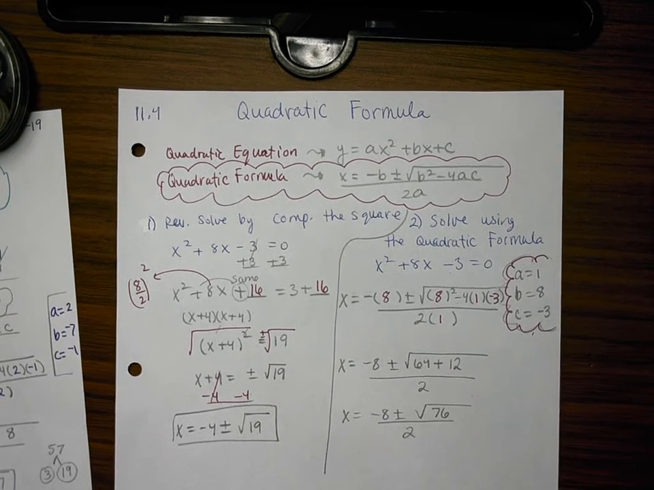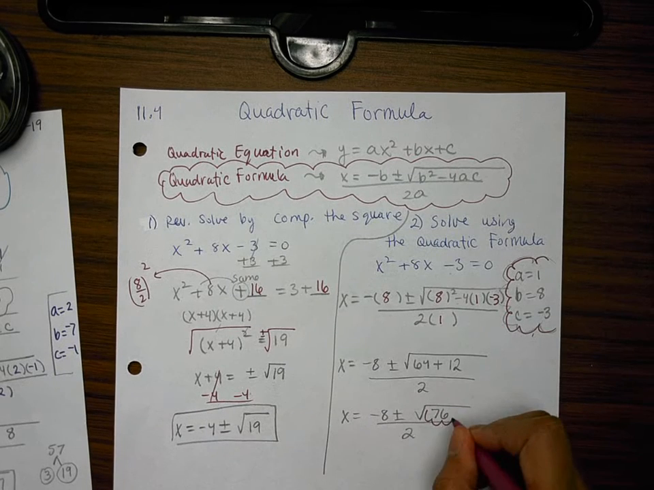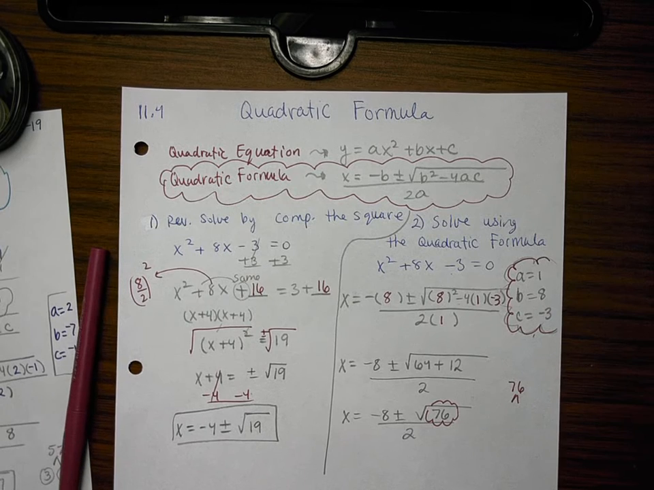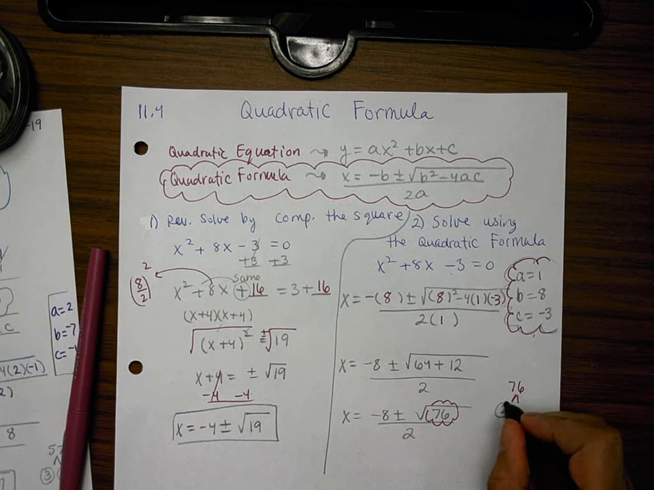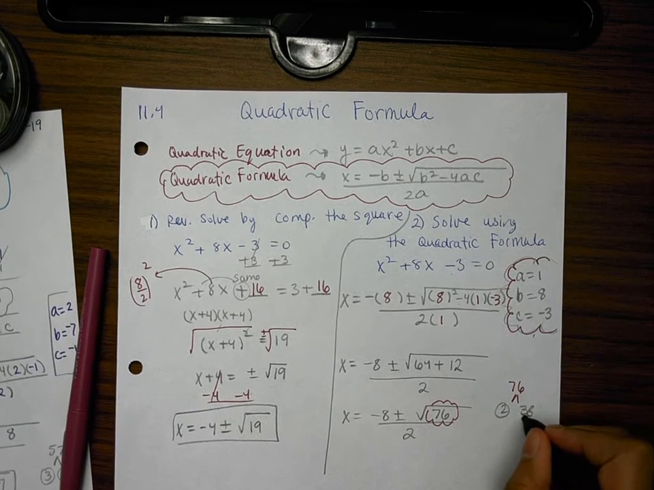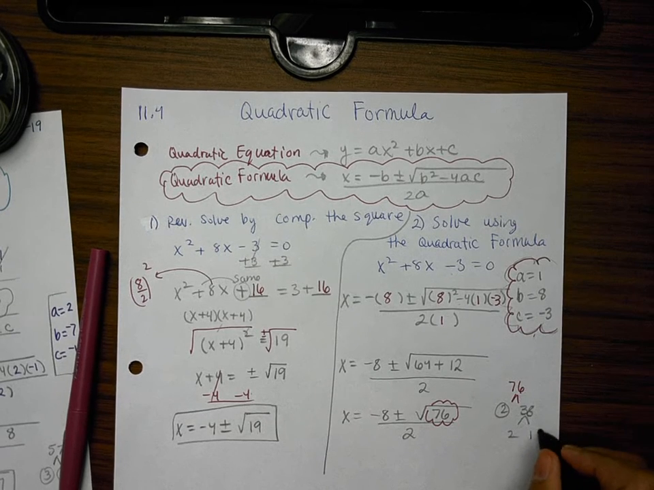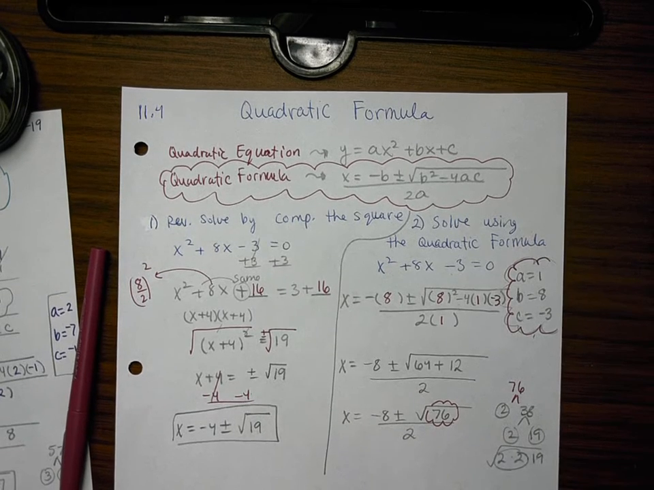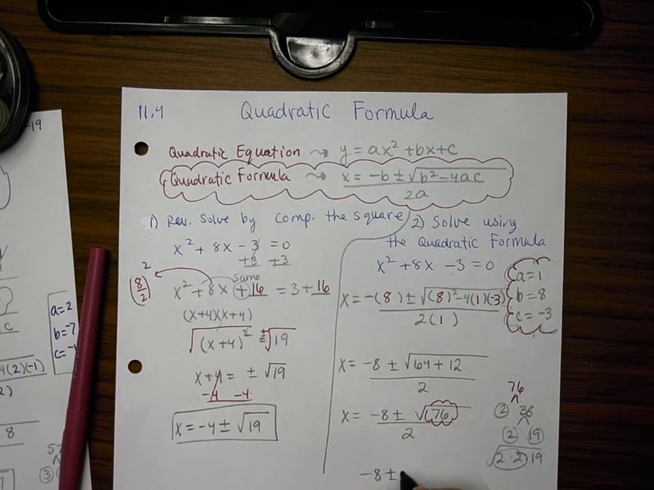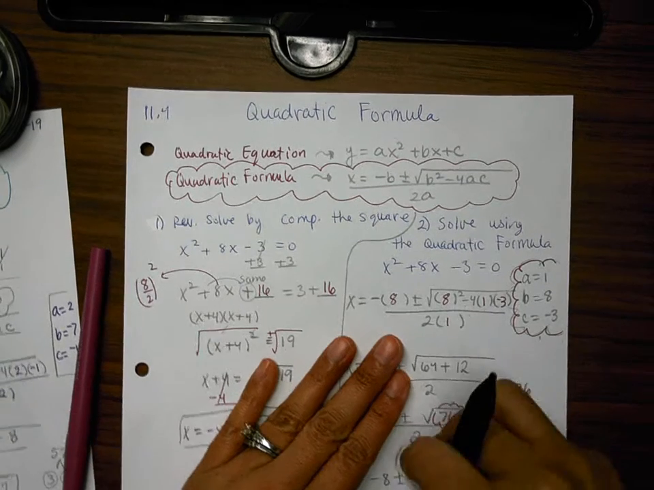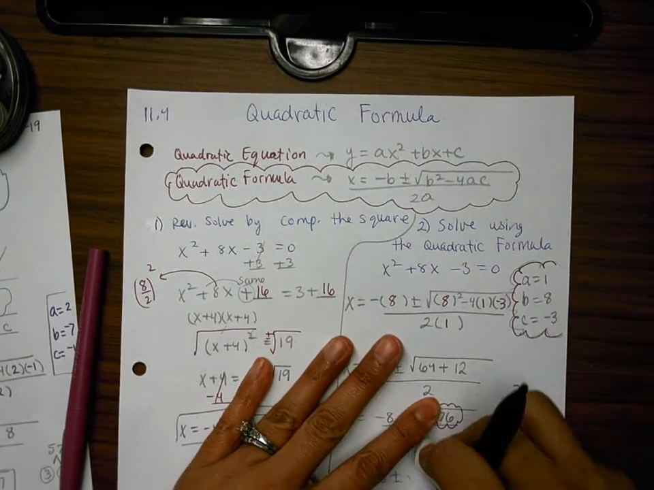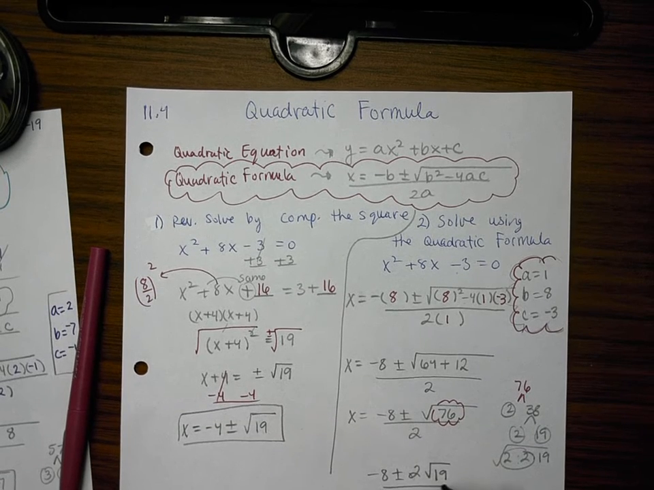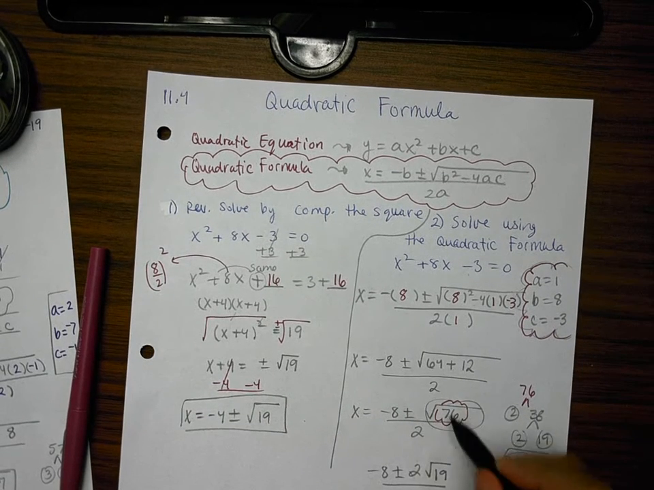Okay, what can we do? The 76 is not a perfect square, but it can be broken down into factors, prime factors. So that's 2 and 38. And 38 is 2 and 19. So I have 2, 2, and a 19. The 2 is what's coming out. So I have negative 8 plus or minus, let me fix that, plus or minus the square root of 76 becomes the 2 coming out, root 19 all over 2. Okay, root 76 became 2 root 19.